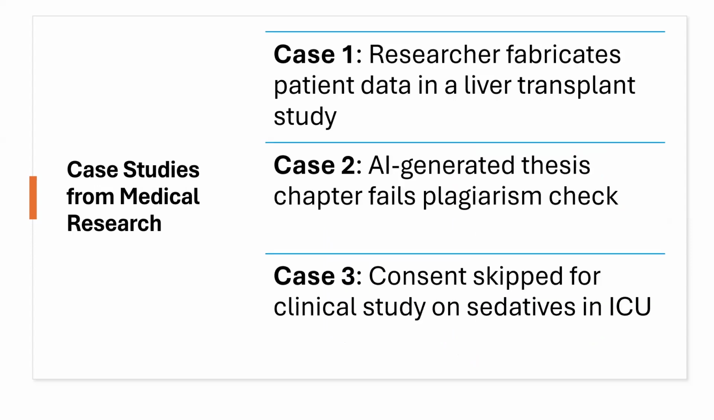Now there will be different case studies from medical research. The first one is researchers fabricating patient data in a liver transplant study. That is also a violation of the ethical conduct of research. Case 2 is an AI generated thesis chapter failing the plagiarism check. Yes, that can fail the plagiarism check. And case 3 is consent skipped for a clinical study on a sedative in the ICU. So these are all types of ethical misconduct.